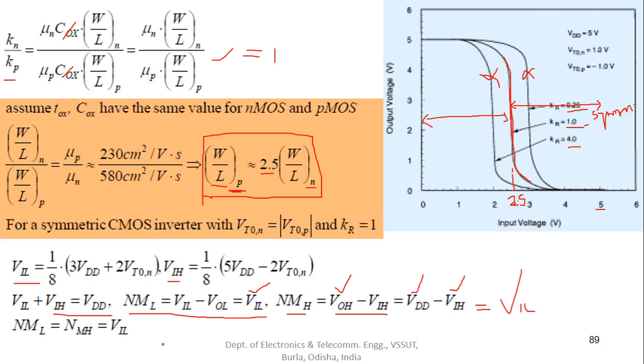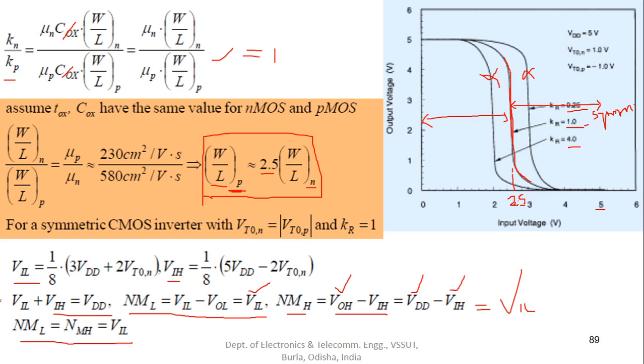So for a symmetric inverter, we can say that the noise margin low should be equal to the noise margin high, and that will be equal to VIL. This is the case for a symmetric inverter, and this is not applicable for any general inverter. But our effort will be to design a symmetric inverter, so that we can have more benefits in terms of the propagation delay, which we will see in the coming classes.